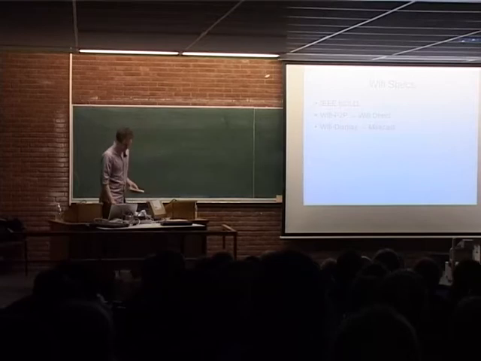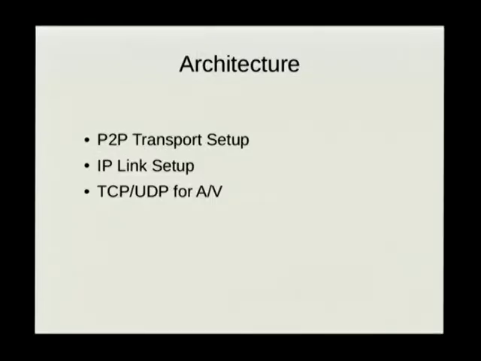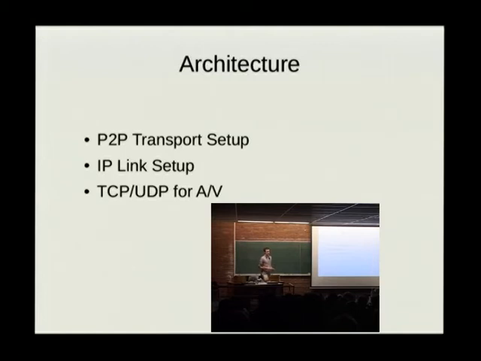Okay, let's first look at how Miracast and Wifi-Display work. The architecture is you first have two devices which have to discover each other, and you have to set up the peer-to-peer transport. On top of that, you create an IP link, so you use your IP network from one peer to the other one, and then you just use TCP, UDP for your audio-video transmission. It's quite simple, and they try to reuse as many known protocols as possible.